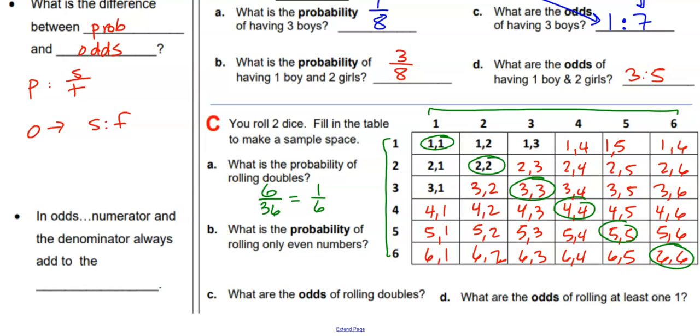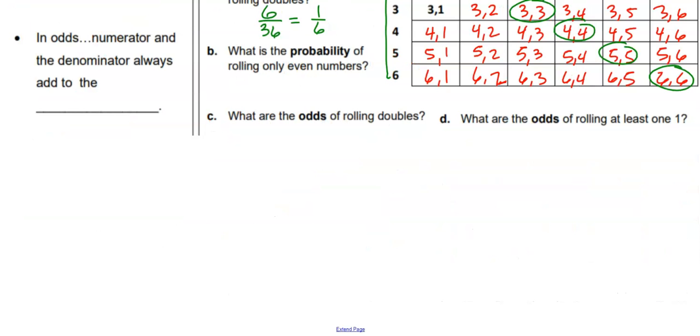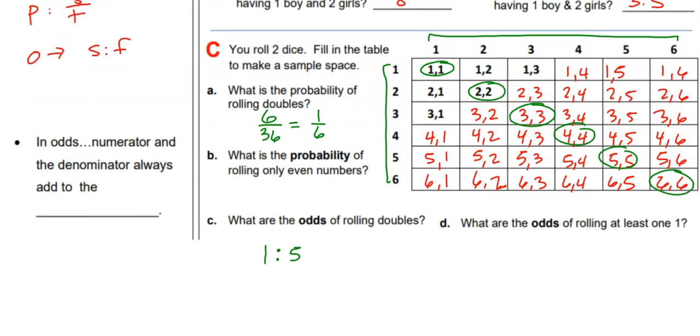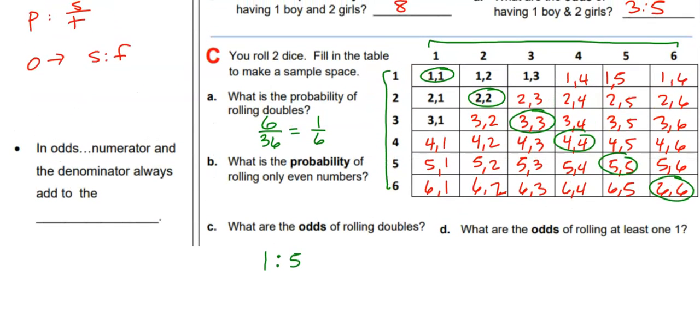Okay. Now the next one, I'm actually going to skip down to the part where it says, what are the odds of rolling doubles? So since we already have the probability, it'll be easy to do the odds, just 1 to 5. Okay. And then, what is the probability of rolling only even numbers?